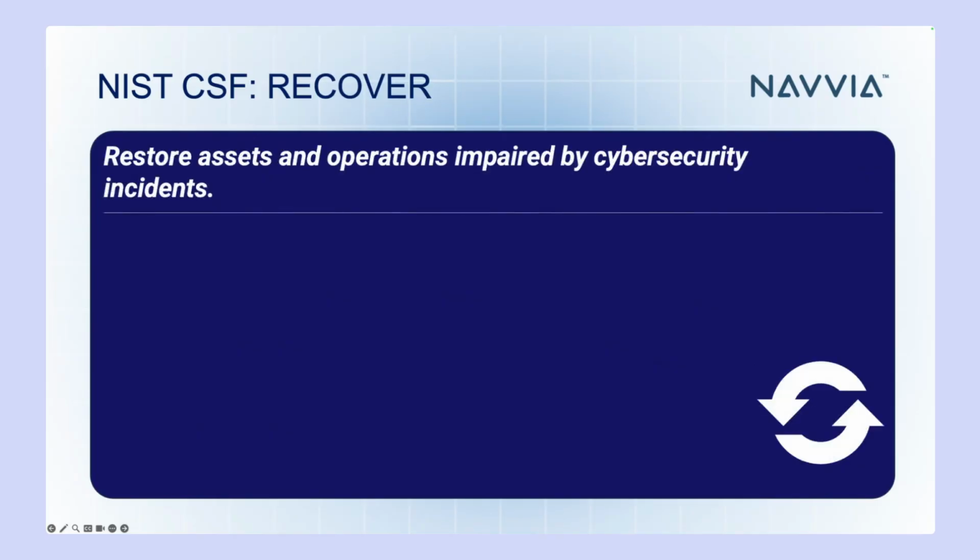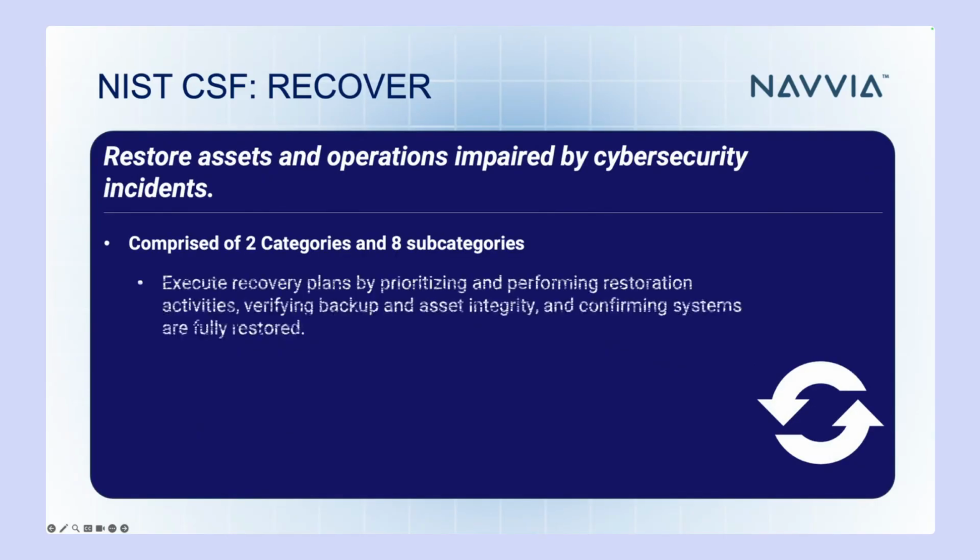Then we have recover. So this is comprised of 2 categories and 8 subcategories. This is where you execute your recovery plans. And again, you need to have a plan in place by prioritizing and performing restoration activities, verifying that all the backups and the assets were properly restored, and then confirming systems are back to their normal operation.